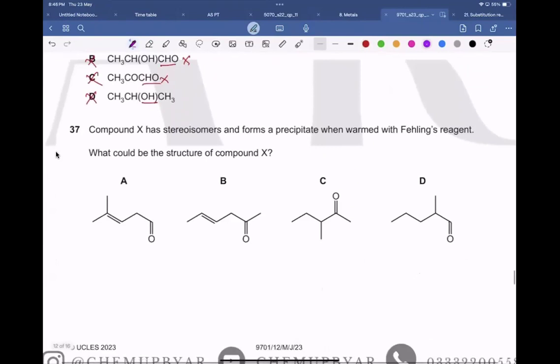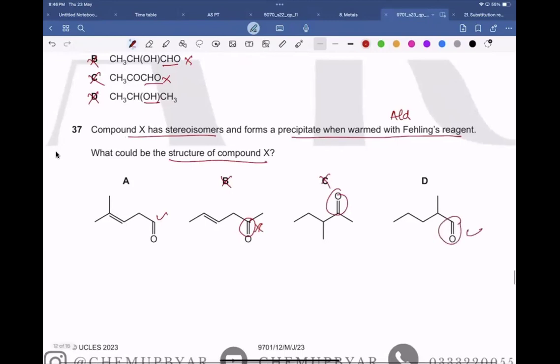Now, question number 37. Compound X has stereoisomers and forms a precipitate with Fehling's reagent. So it means it's an aldehyde. Which structure of the compound X would it be? So this is aldehyde, this is ketone, so B goes wrong. This is ketone, so C goes wrong. This is an aldehyde.